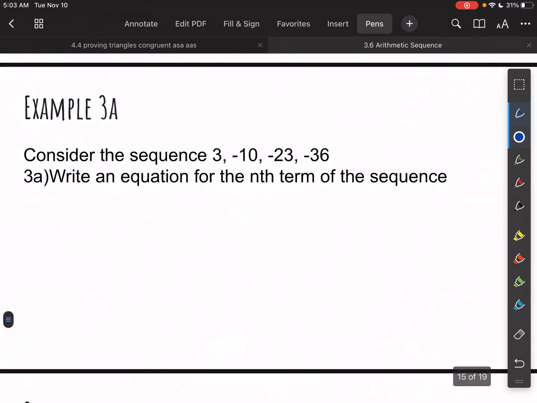All right, so let's go to example 3a. So consider the sequence 3, negative 10, negative 23, negative 36. Write an equation for the nth term of the sequence. All right, I think this is one that we just did, isn't it? So the difference here, the d value is going down by 13.